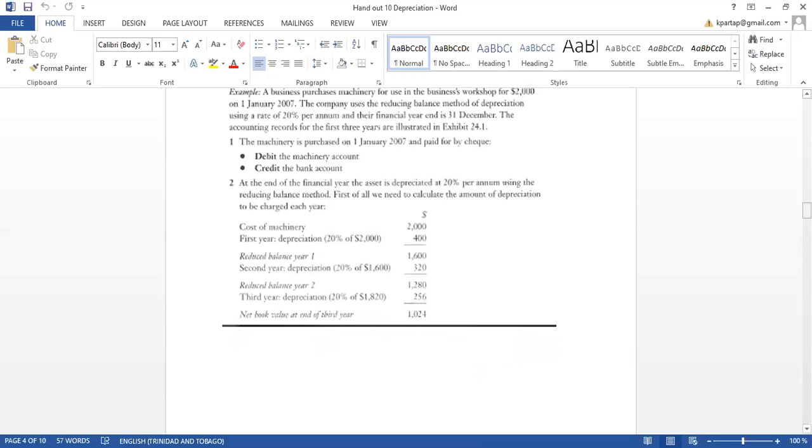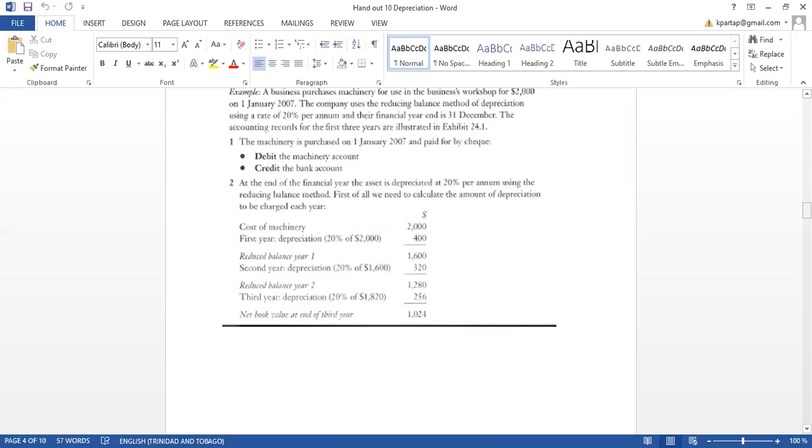So we will debit the machinery account and we will credit the bank account, because remember the money is coming out of the bank account, right? This should be familiar to you all. Number 2, at the end of the financial year, the asset is depreciated at 20% per annum using the reducing balance method. First of all, we need to calculate the amount of depreciation to be charged each year.